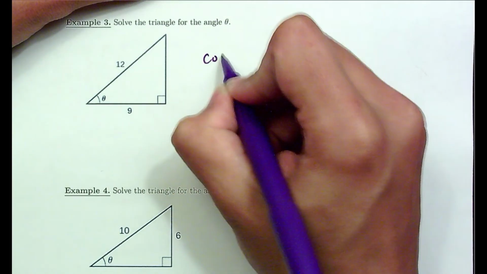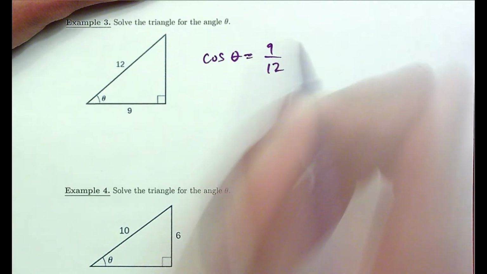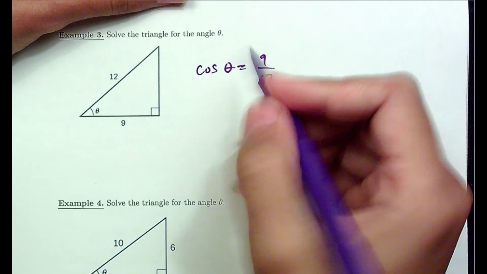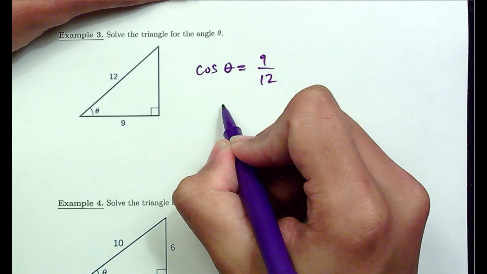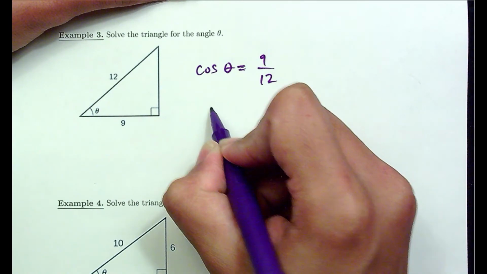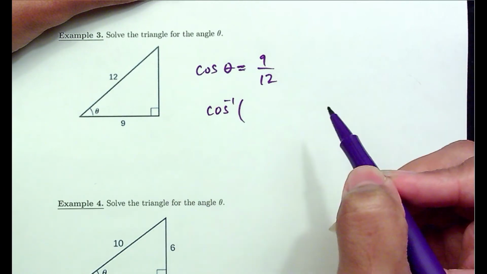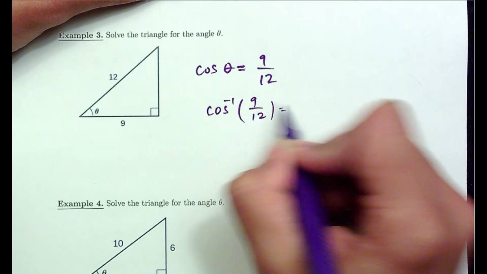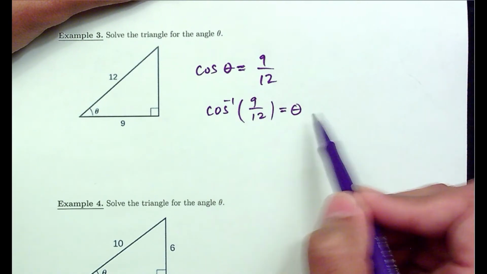That would be cosine. So that would be adjacent over hypotenuse. So we get that cosine of theta is 9 over 12. Now, to get theta from there, that's what we want, we rewrite this equation using cosine inverse. Remember that swaps the inputs and outputs. So now the output, 9 over 12, becomes the input, and the input becomes the output. So actually then, the output of this thing is theta, which is what I really want.